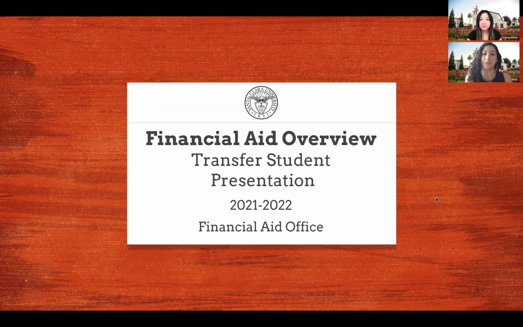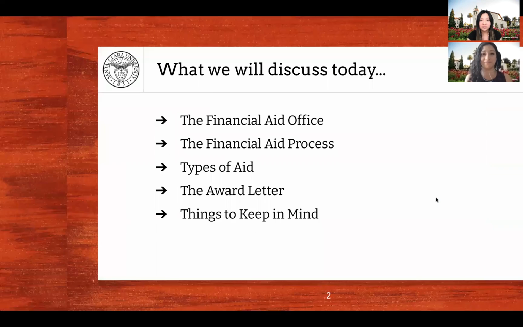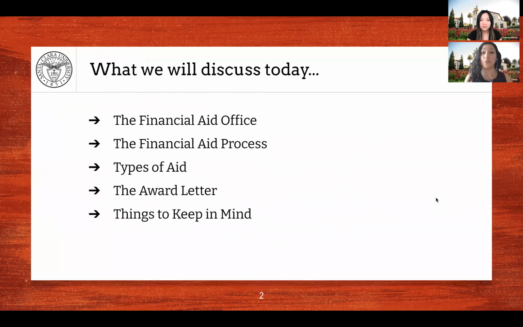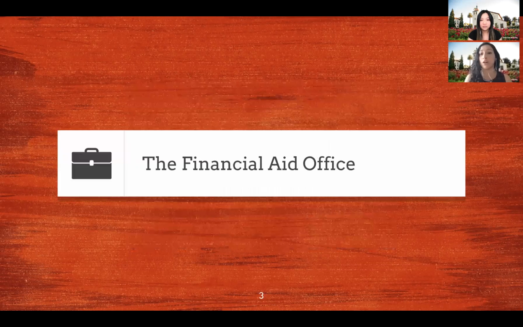So today we're going to talk about the financial aid overview and what you can expect for your transfer student to have. These are the things that we're going to be discussing today: the financial aid office, the financial aid process, the types of aid, the award letter, and then things to keep in mind. So just a little bit about our office.